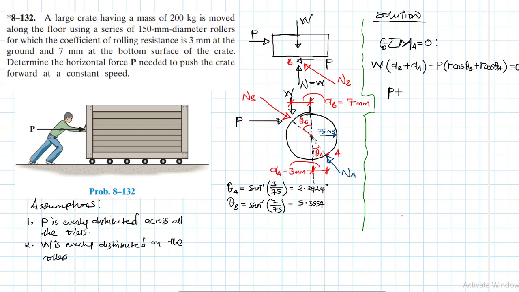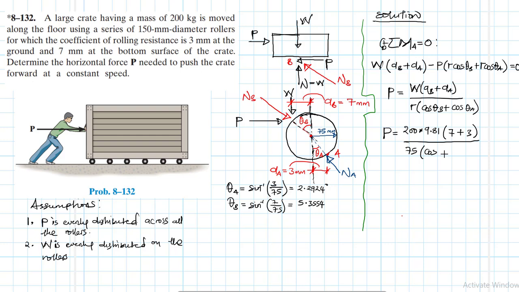Alright, and therefore our P is going to be equal to W times AB plus AA divided by r, we can factor it out, and cos theta b plus cos theta a. Replacing these values there, we'll have P is equal to W is 200 times 9.81, then in brackets, I'll not convert this to meters because I have millimeters underneath. They can cancel. R I'll leave in millimeters, and also these values of AB and AA. So we have AB equal to 7, then AA equal to 3, and then divided by 75.